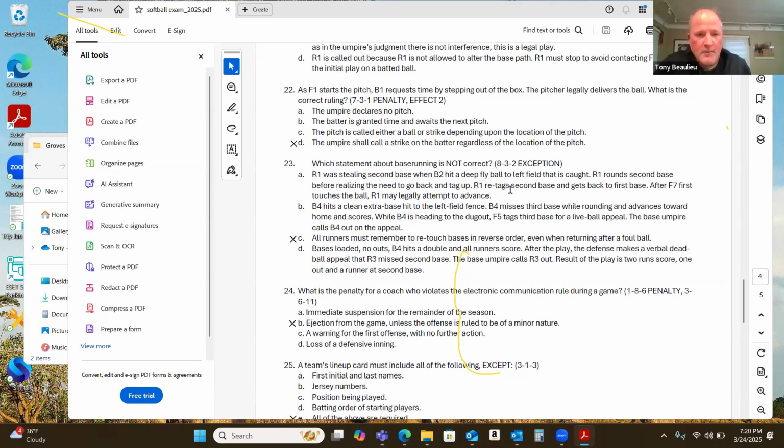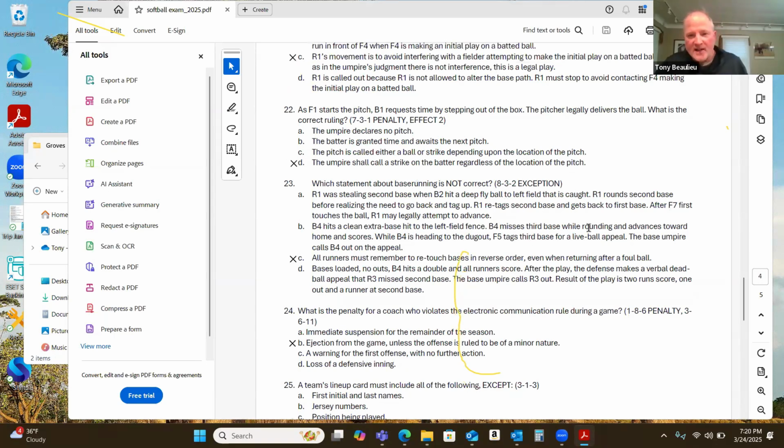So we're good. Okay, so 22, as F1 starts to pitch, B1 requests timeout by stepping out of the box. The pitcher legally delivers the ball. What is the correct ruling? And the correct ruling is the umpire shall call a strike on the batter regardless of the location of the pitch. This is pretty clearly laid out in that 7-3-1.